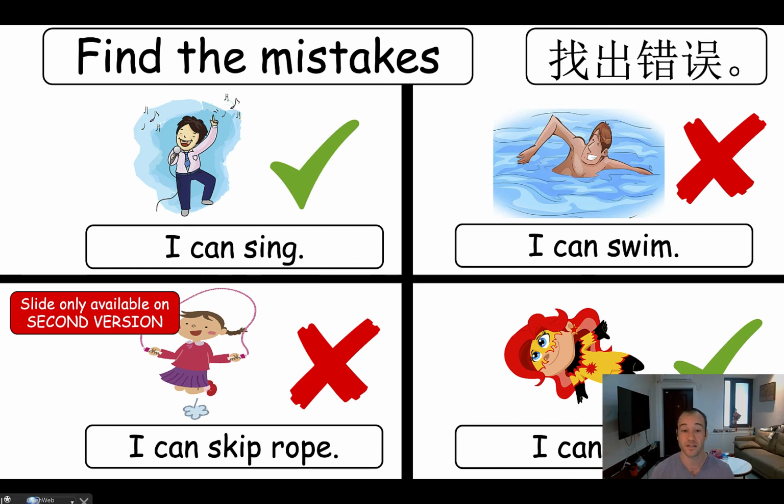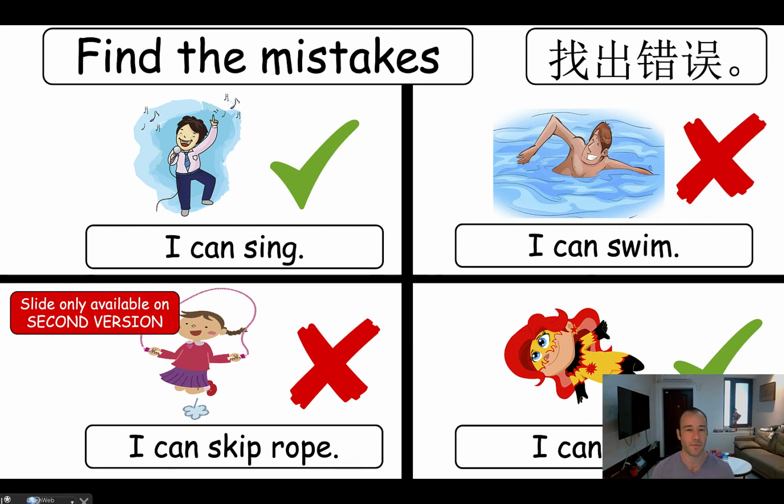You can point at each one and say, I can sing, right? And they'll look at it, read it. It's more of a reading activity, right? They'll look, yeah, it's right. I can swim, and there's an X there. And then I'm like, huh? I can skip rope, and there's an X there. I can't fly, and there's a check there.